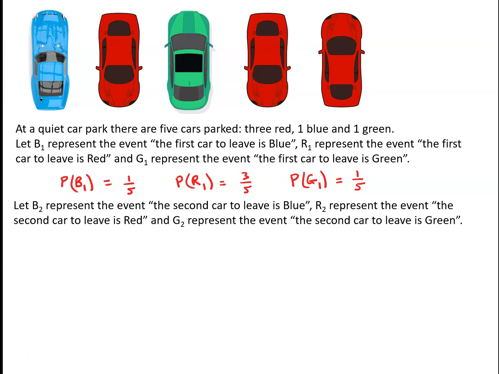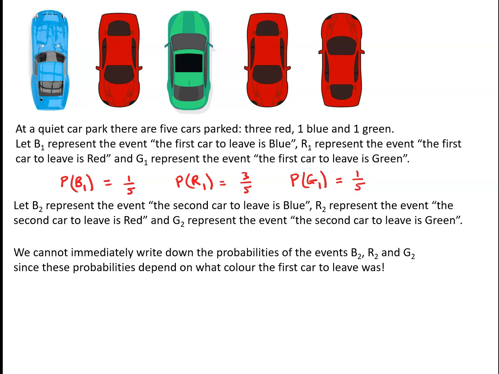If B2 represents the event the second car to leave is blue, and similarly R2 represents the second car to leave is red, and G2 represents the second car to leave is green, then we cannot immediately write down the probabilities of the events B2, R2 and G2, since these probabilities are going to depend on the colour of the first car to leave.